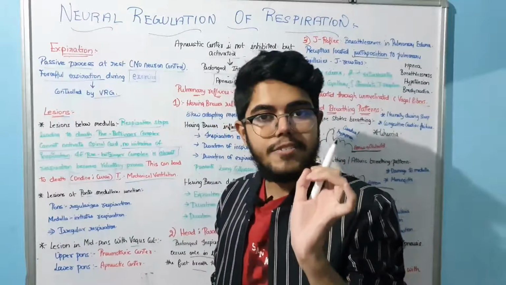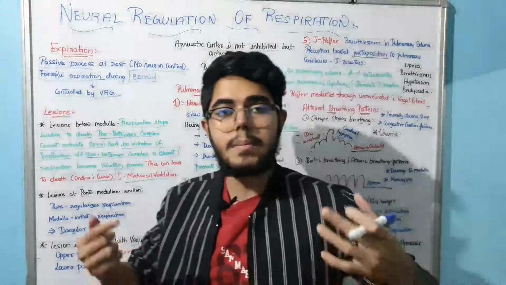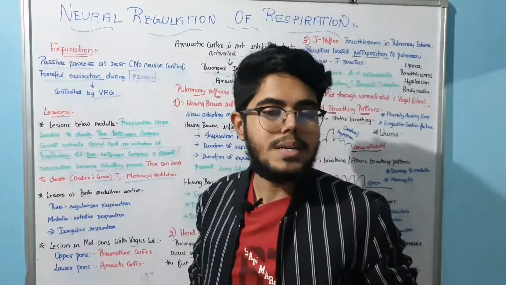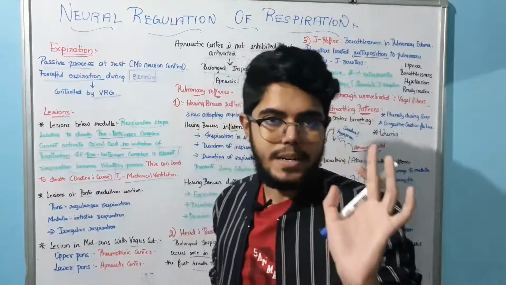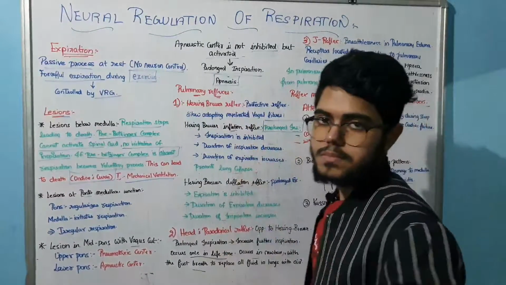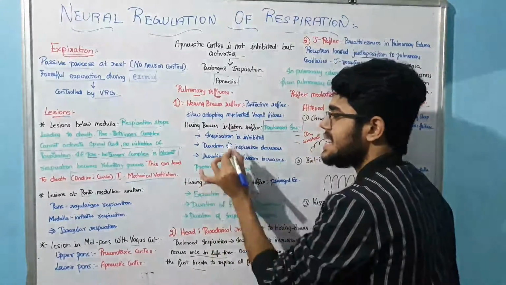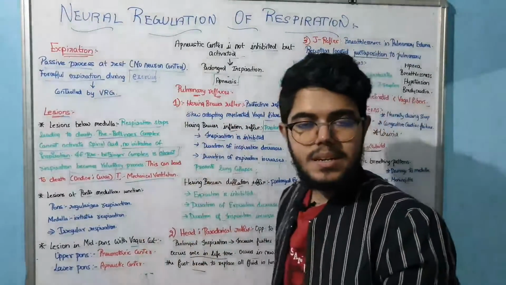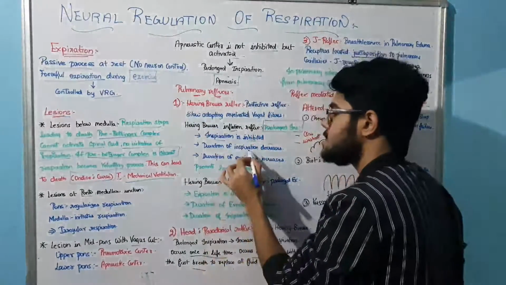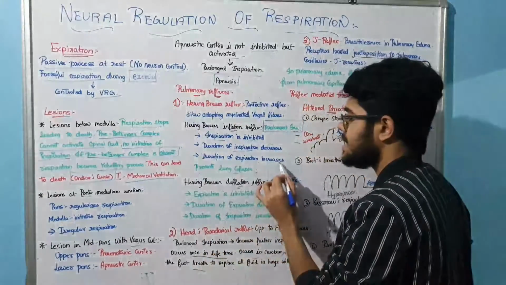The Hering-Breuer inflation reflex is when the patient is having prolonged inspiration, remember the inspiration will be inhibited. So when a patient is having prolonged inspiration, this reflex will inhibit the inspiration. The duration of the inspiration will decrease and the duration of the expiration will increase.